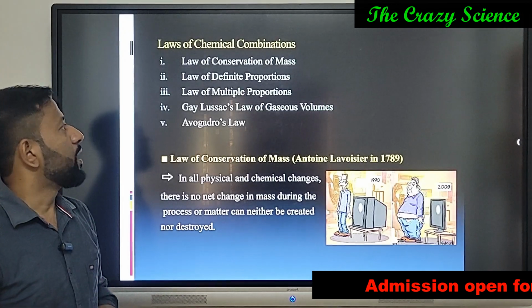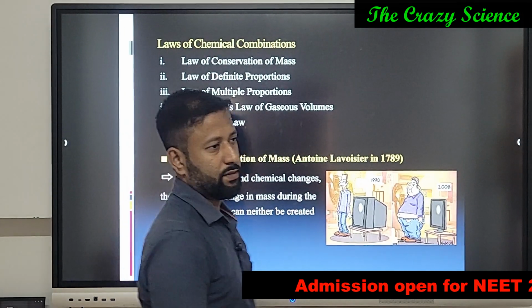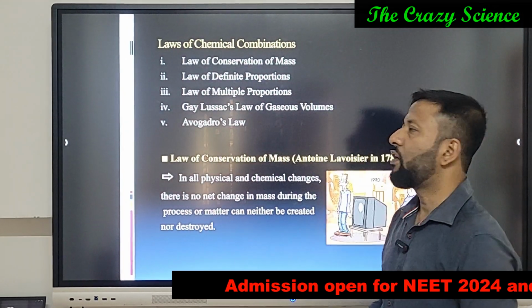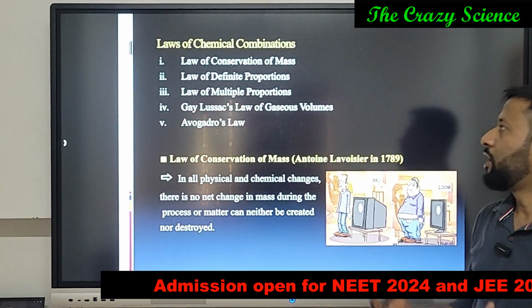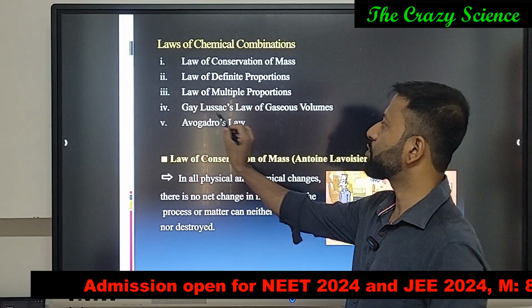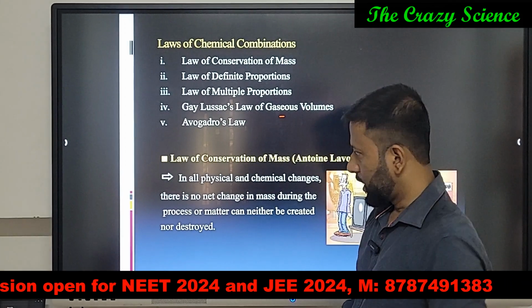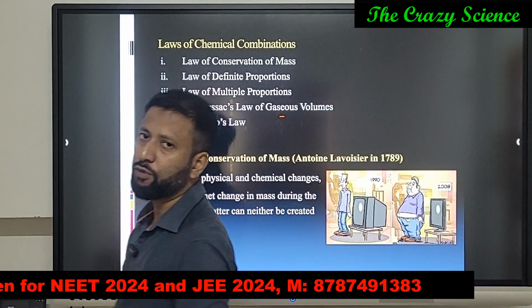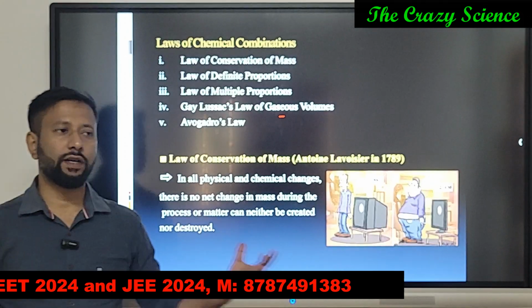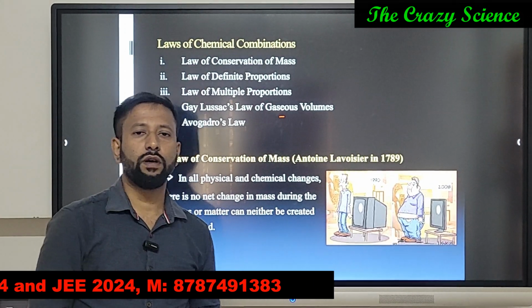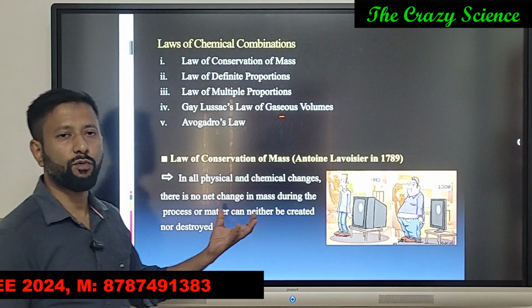The first one is the law of conservation of mass. Second, the law of definite proportion. Third, the law of multiple proportion, fourth one is Gay-Lussac's gas law, and the final one is Avogadro's law. And based on these 5 laws, primarily, chemistry has grown its structure. So let's start one by one.